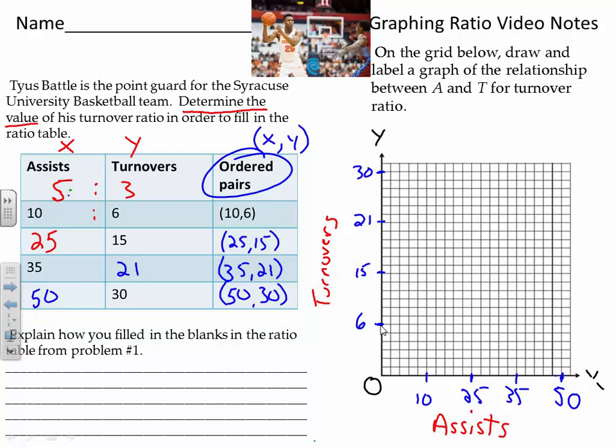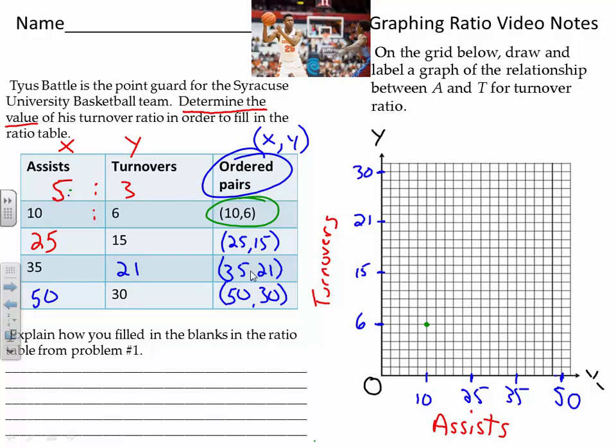So now we need to graph. If we look at this first point, this 10, 6, I call them points. It's an ordered pair. If I start at 0, I'm going to go over to the 10, and I'm going to go up to the 6. So over 10, up 6. My first ordered pair goes like so.